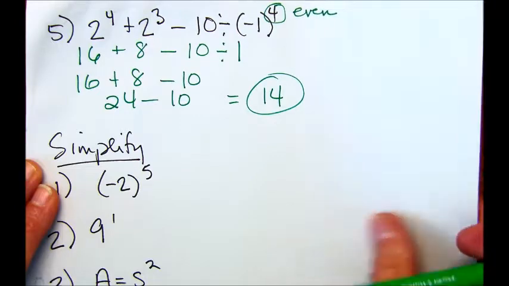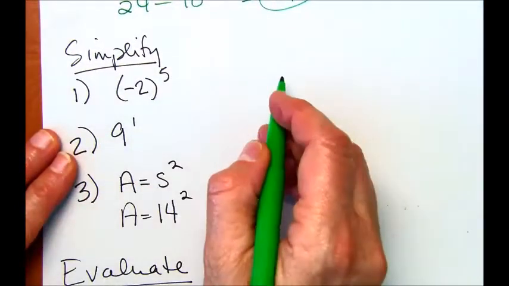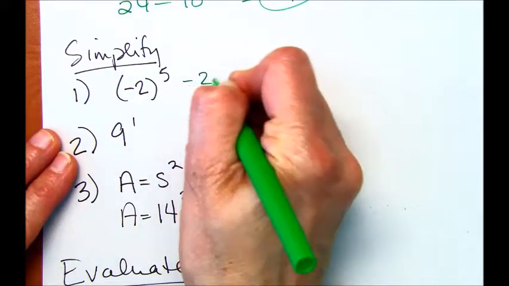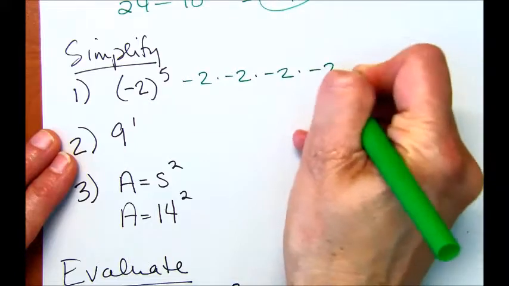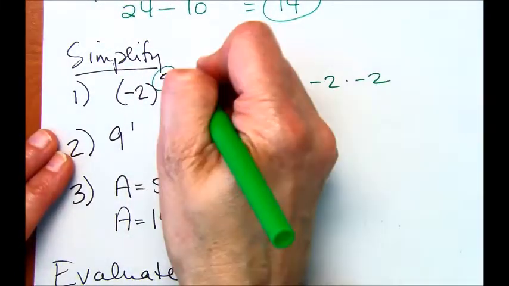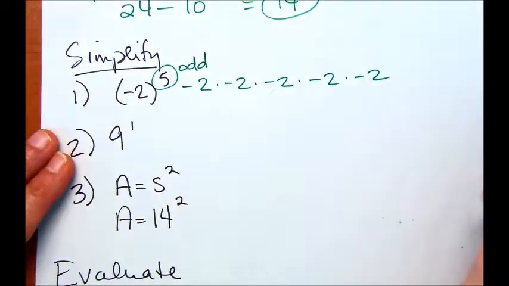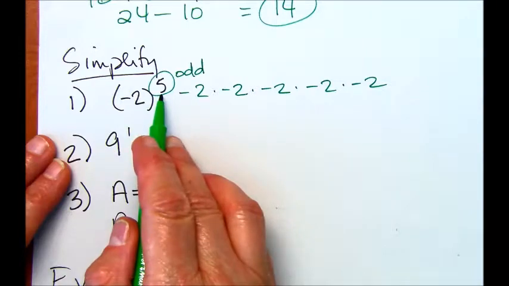Alright, now we're going to simplify. Now if you want, you could write it out in expanded form. It's negative 2 times negative 2 times negative 2 times negative 2, and one more negative 2. Notice the exponent is odd. And so what's going to happen is our answer is going to be negative.